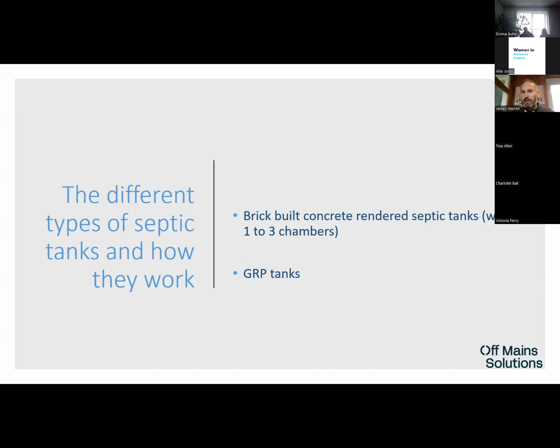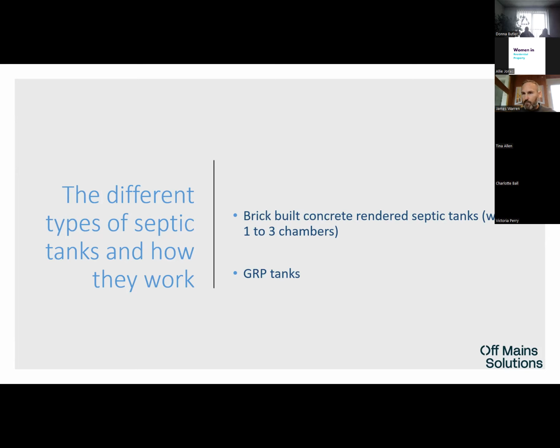Now, I'm going to spend a couple of slides talking about septic tanks, if I may, only because the vast majority of off-mains drainage systems in the UK are still septic tanks. I think within the next 10 to 15 years, that landscape will completely change. It's getting a lot harder to install septic tanks because of the changing regulations. I think there'll be a lot more sewage treatment plants in 10, 15 years. But as a snapshot today, still the vast majority of systems are septic tanks.